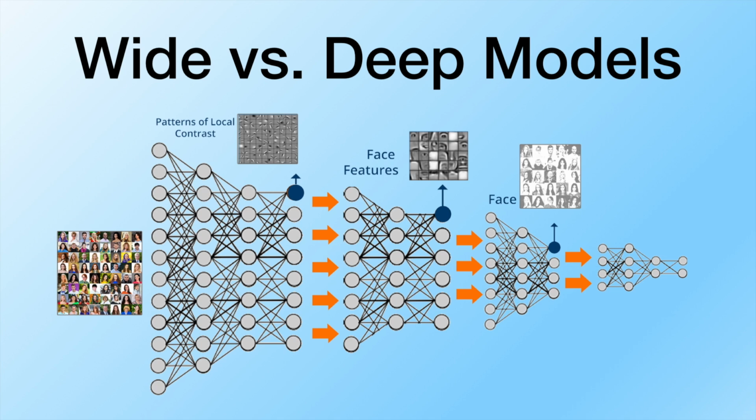So from these patterns of local contrast, ultimately they combine to learn facial features. So it'll learn eyes, noses, mouths, things like that. And then toward the end of the network, we're actually learning whole faces, whole heads of people. And so that's just an overview of how deep models work, whereas wide models will just be approximating that functionality.